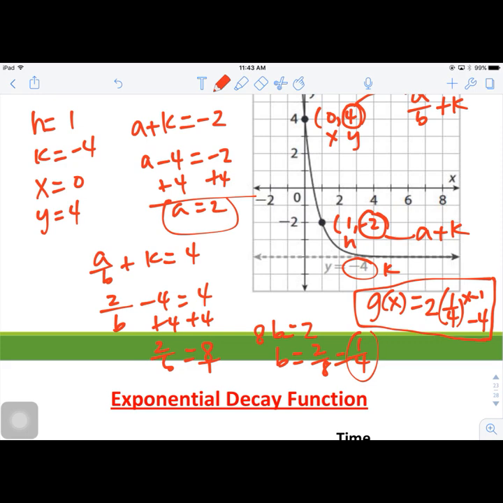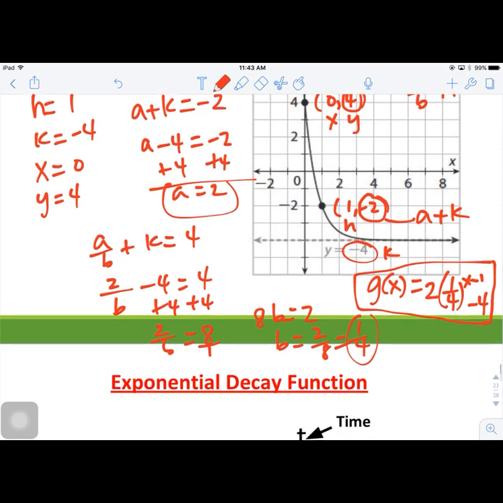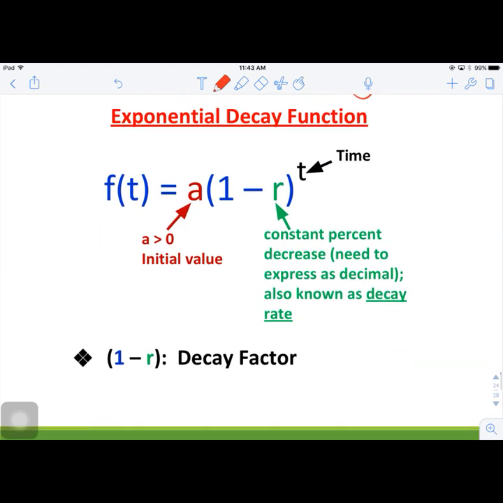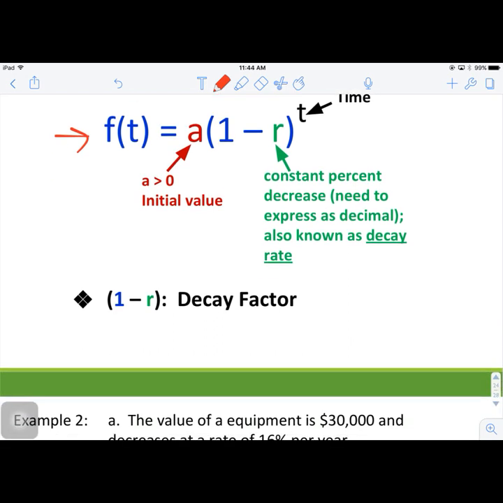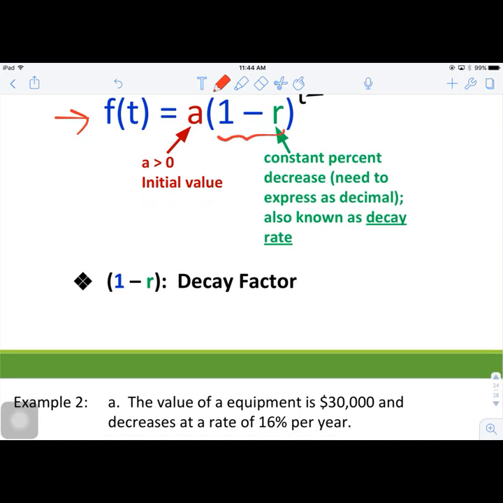You can again go ahead and use Desmos to verify to make sure that is in fact the equation. Next, we're going to take a look at some real-world situations dealing with exponential decay functions. So this is the general equation for an exponential decay. A represents the initial value, r is the ratio, and t is the time, and then we also call this 1 minus r the decay factor. That is the factor that we are being reduced by.